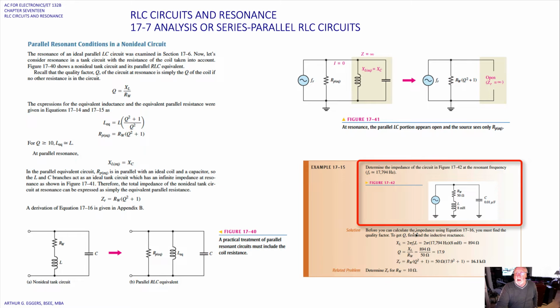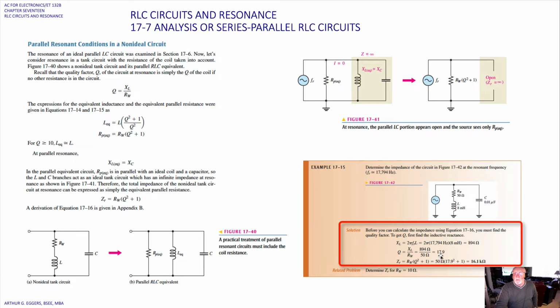So as before, we calculate the impedance. X sub L is 2 pi times the frequency for resonance times the inductor, and we get 894 ohms. Q then is calculated as X sub L divided by the winding resistance, which is 17.9. Notice that there's no units attached to it. When there are no units attached, we call that a figure of merit. And the impedance at resonance, where we have a winding resistance, gives us 16.1 k ohms.